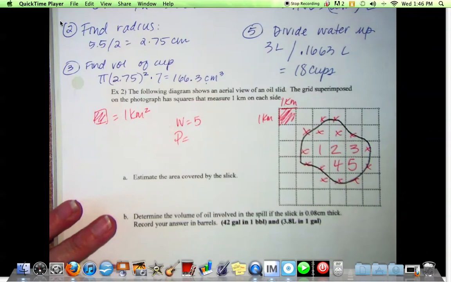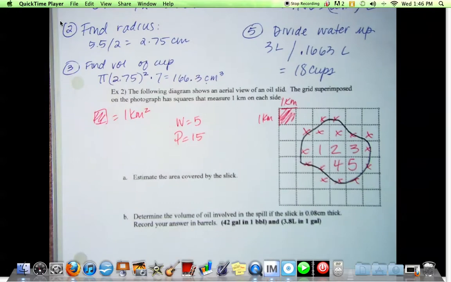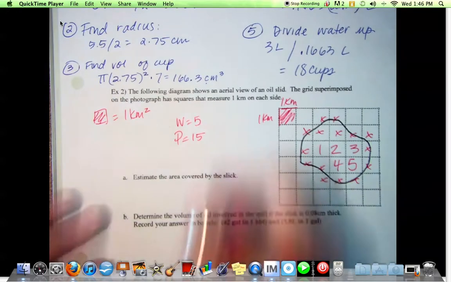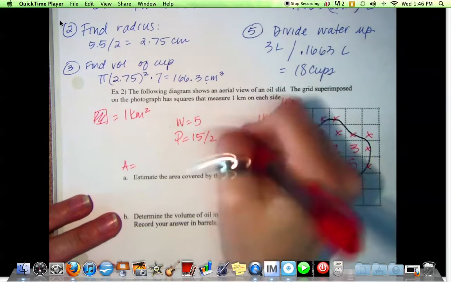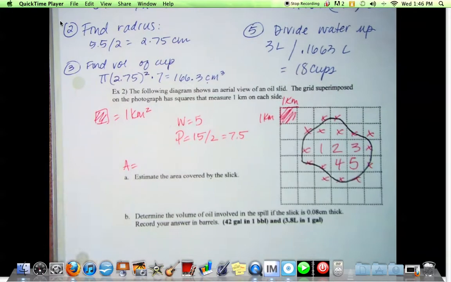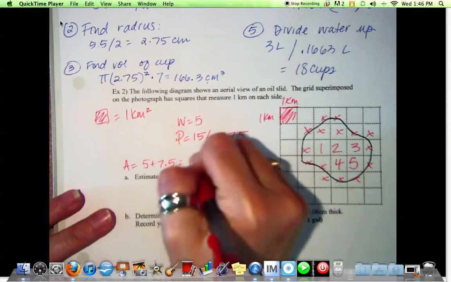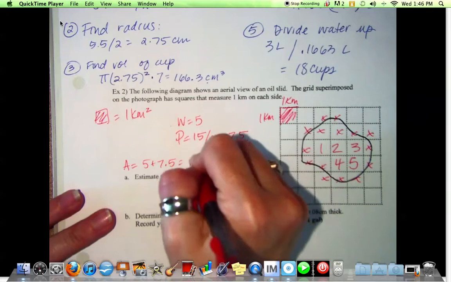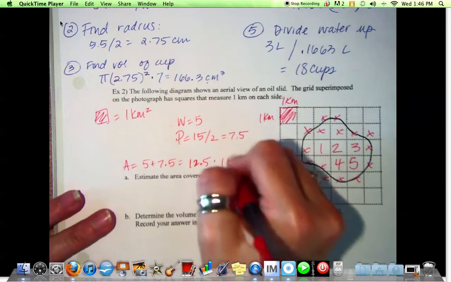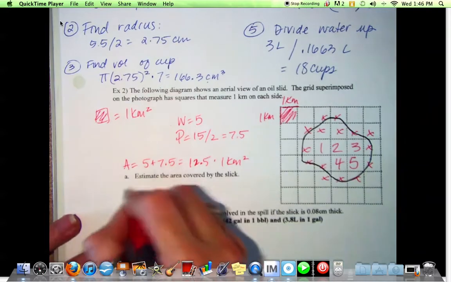13, 15, 16. Divided by 2. So, that gives me 7.5. Add the 7.5 plus the 5. And that gives me 12.5. Now that's the number of squares. What's the area of each square? 1 kilometer squared. So that means my area is 12.5 kilometers squared.